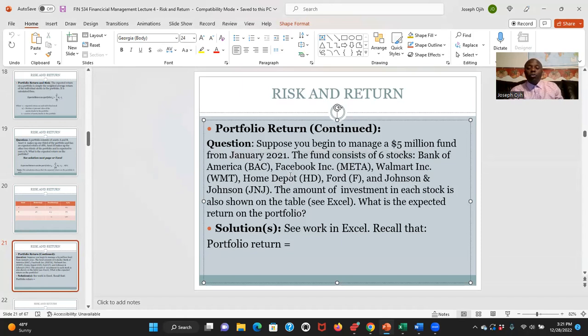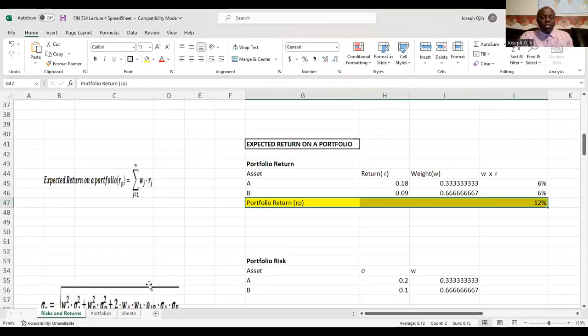2021. The fund consists of 6 stocks: Bank of America stock, Facebook stock, Walmart stock, Home Depot, Ford, and Johnson & Johnson. So for this fund, you have to invest $5 million. So the amount of investment in each stock is shown in the table in Excel. So let me show you that.